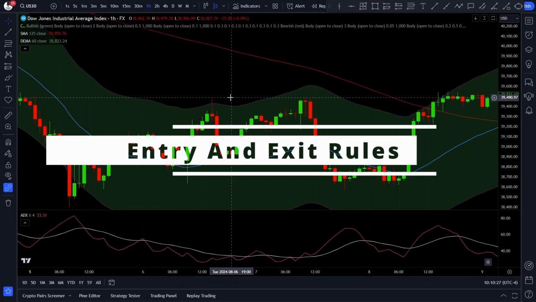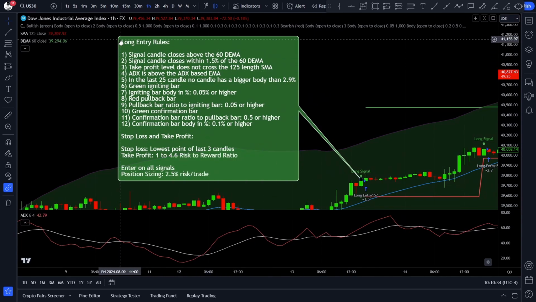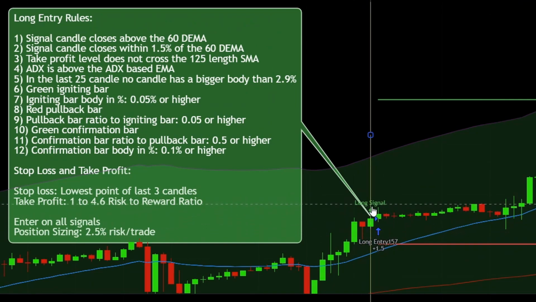And now let's go over the entry and exit rules. As I said before, this is a long only optimization, so we won't go over shorts, just longs. Okay, here is a valid long entry signal. For a valid long entry, first the signal candle needs to close above the 60 DEMA. This blue line is the 60 DEMA or trend filter, and the price closed above it. The next rule is that the signal candle needs to close within 1.5% of the 60 DEMA. You can see this highlight that is created by our script. This will be the 1.5% distance from the DEMA.